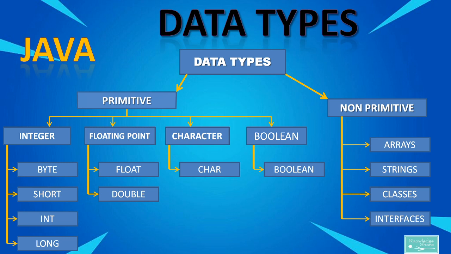Let's see integer. In integer, you have different categories: byte, short, int, and long. You might have a doubt why these are again divided into different parts. You will know that in the next slide. But basically, you should know one point here. If you want to store huge data, you need huge memory. If you want to store less data, you need less memory.